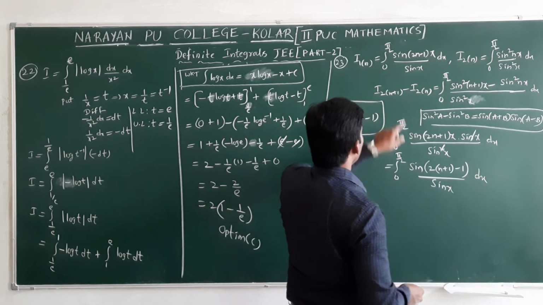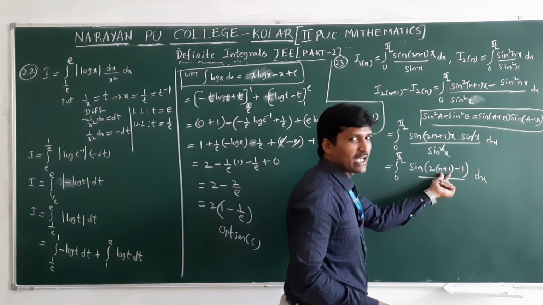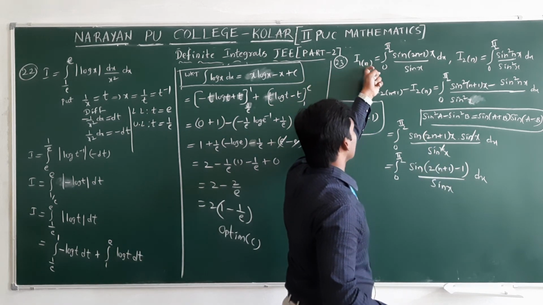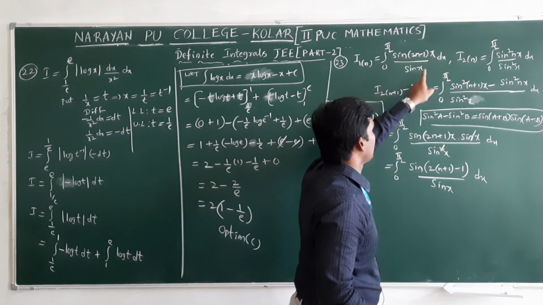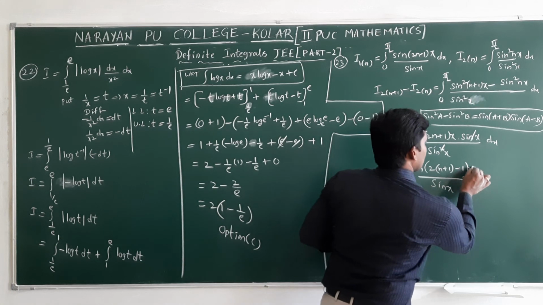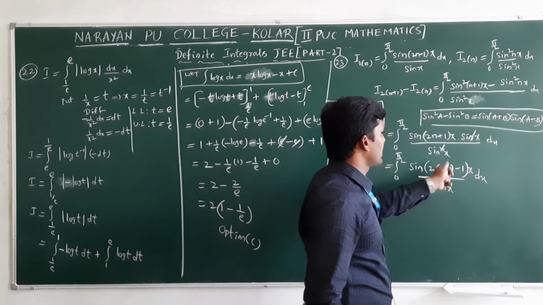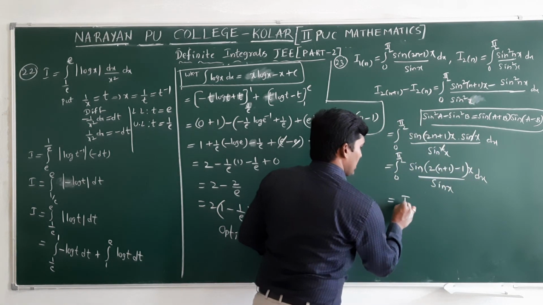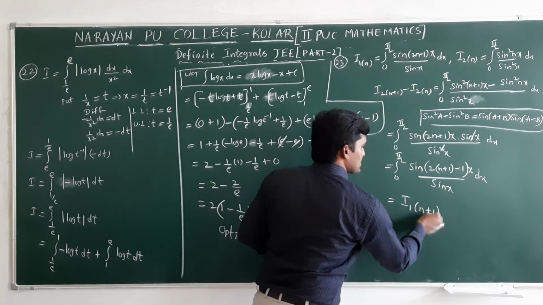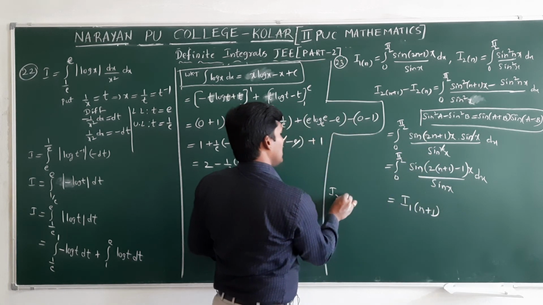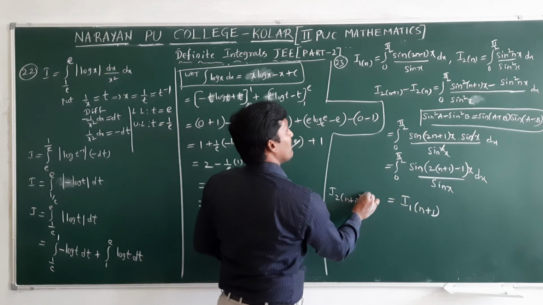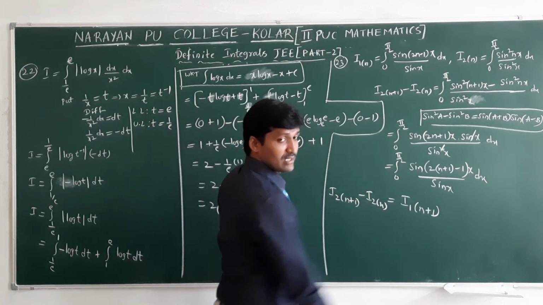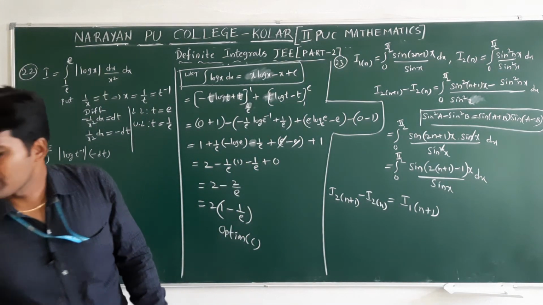Now compare, in the place of n what is there? n plus 1. I1 of n means sin (2n minus 1)x by sin x. Here also in the place of n there is n plus 1. That's why this is the value of I1 of n plus 1. Left side is I2 of n plus 1 minus I2 of n. That is option B is the correct one.